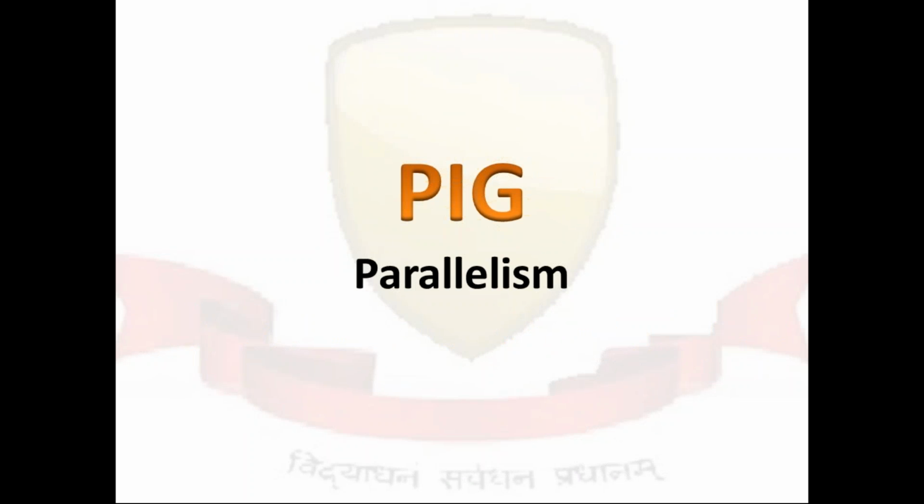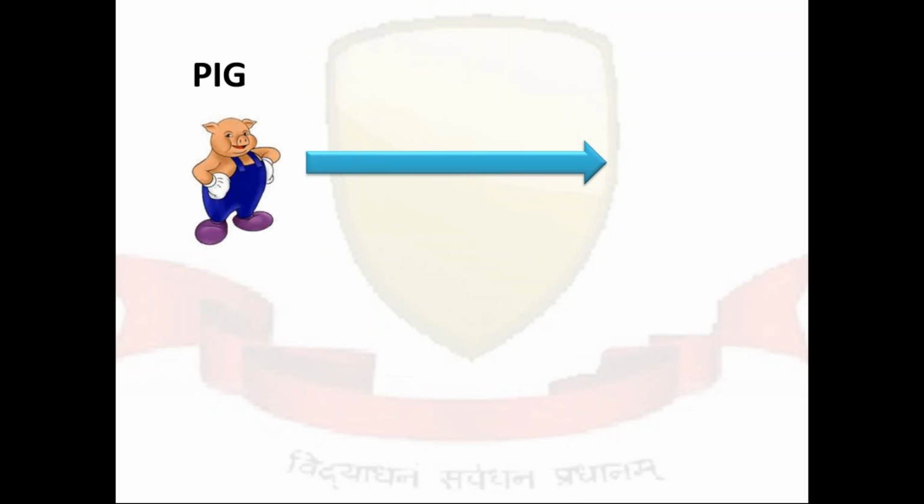So let's skip this page and check the topic that we are going to discuss today. That is parallelism over PIG. We all know that PIG is basically a kind of functional programming language which we use in the Hadoop environment. We also know about MapReduce, and that the PIG program automatically gets converted to the corresponding MapReduce code as well.